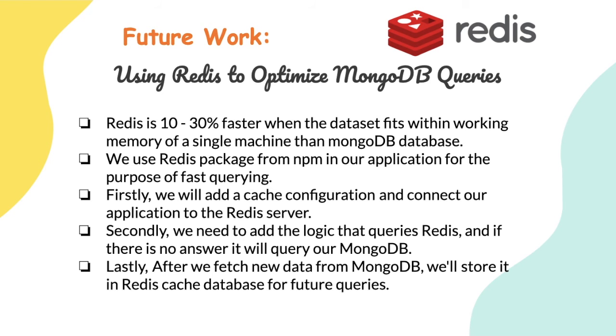Hi all, this is Neeraj. Coming to our future work, Redis is an in-memory data structure store used as a distributed in-memory key-value database, cache, and message broker with optional durability. Redis is 10 to 30% faster than the MongoDB database when the dataset fits within the working memory of a single machine.